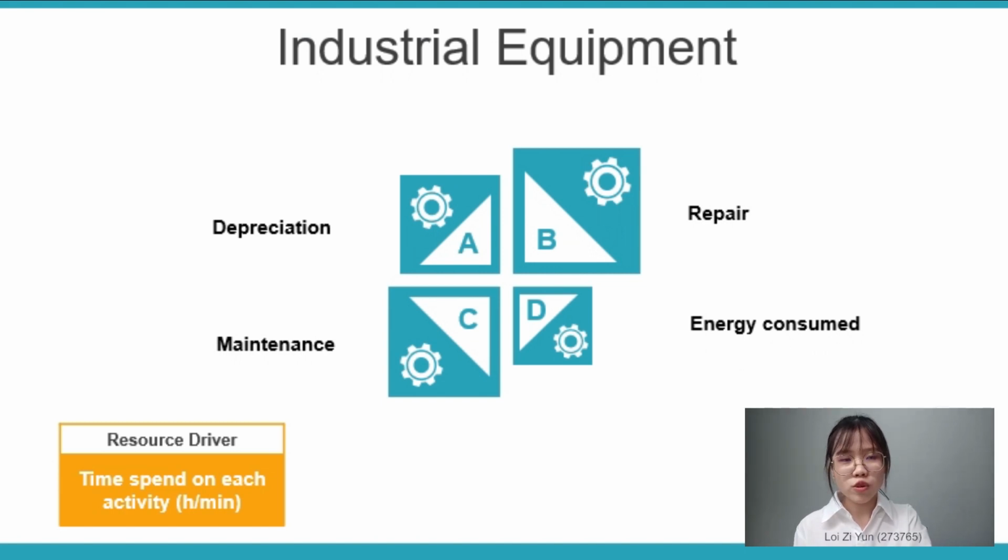Then, for the industrial equipment, the costs associated are depreciation, repair, maintenance, and also energy consumed. The depreciation is made based on the legal requirement and also the expectation of the useful life of the equipment. From this value, we can identify the hourly cost of using the equipment. So, the resource driver of the industrial equipment is the time spent on each activity, which means that the cost associated with industrial equipment will be allocated to the activities based on the time the equipment is spent on each activity.